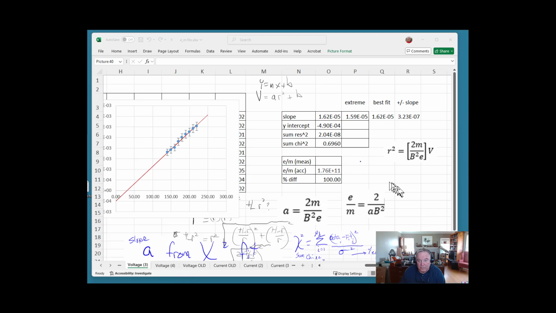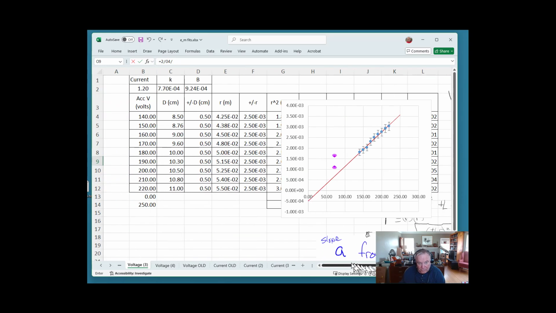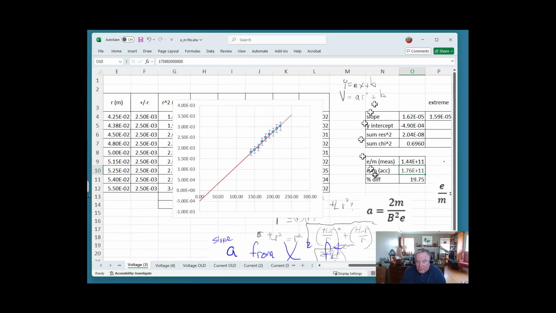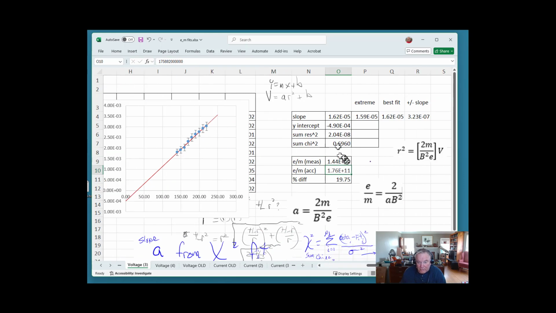Okay, so we need to calculate the E over M. So we're going to use this. So it equals 2 divided by the slope and divided by the value of the magnetic field squared. And there it is. And we square it. And that one didn't turn out to be so good, unfortunately. So we see we have a 19% error, and that's just the difference divided by the average of the two of them.